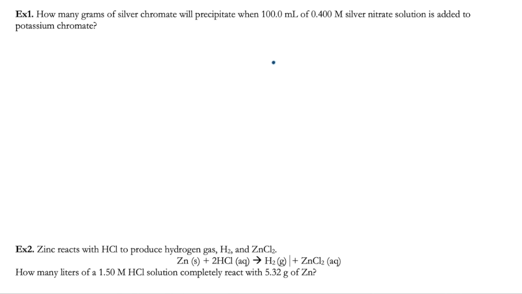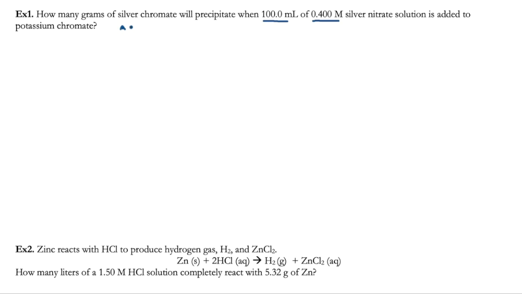So for the first example, it says how many grams of silver chromate will precipitate when 100 mL of 0.400 molar silver nitrate solution is added to potassium chromate. All right, so silver chromate is one of my products. My 2 reactants are silver nitrate and potassium chromate. So I first have to write out the reaction here. So I start with silver nitrate.